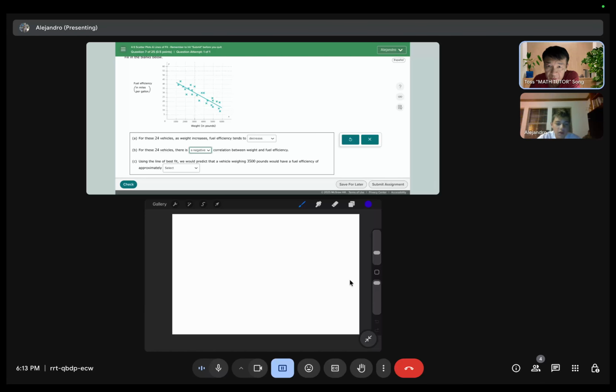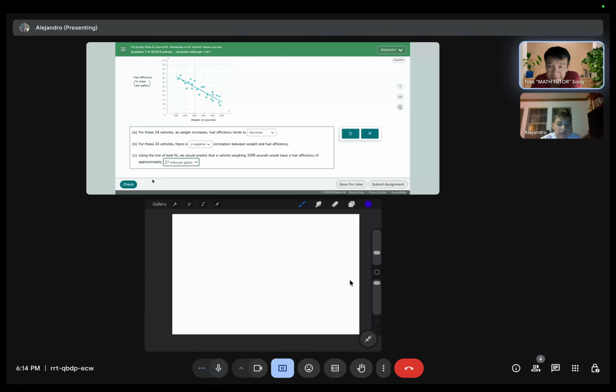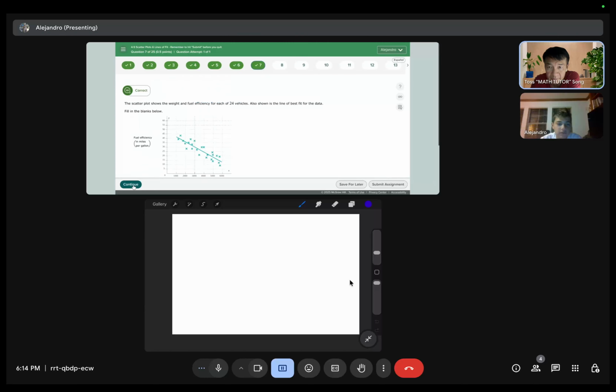Now use the best fit to predict again. Just look at the line. You don't have to worry about those X or the points. At 3,500 pounds, kind of look at 3,500 pounds, between 3,000 and 4,000 there. What is your approximate Y? It looks about, I don't know, 27, 20 something. I'll let you look at it. It's a little small for me, but I think that looks good. I think 27. Is it 27, 30? Yeah, let's go for it.